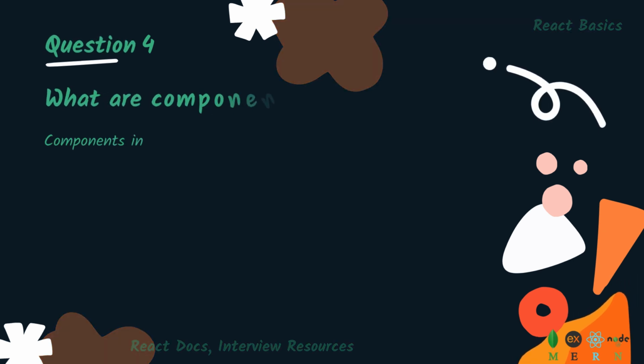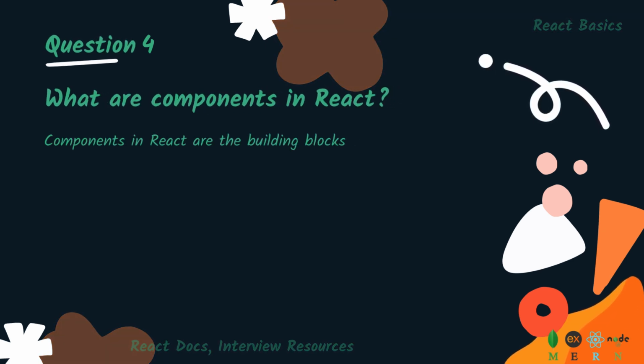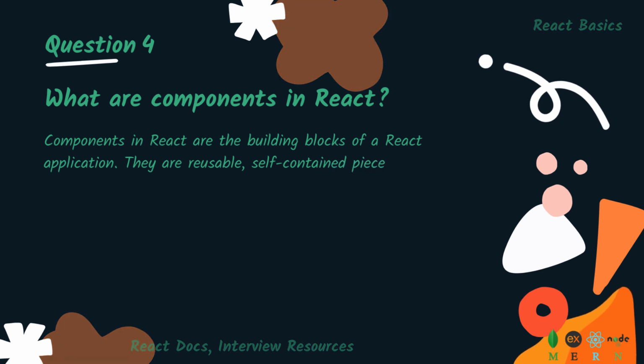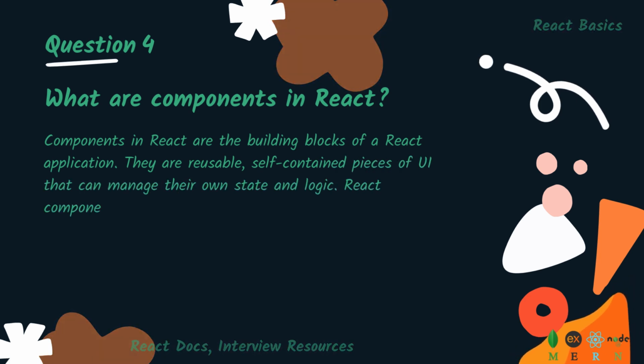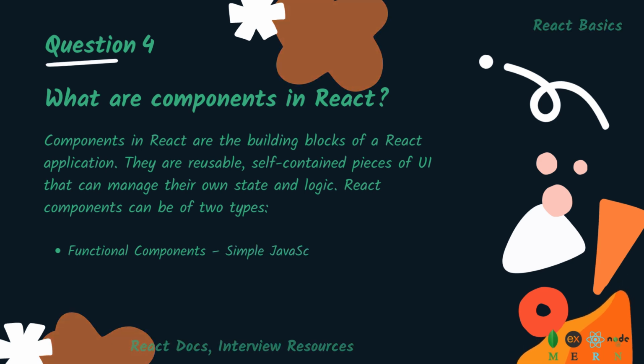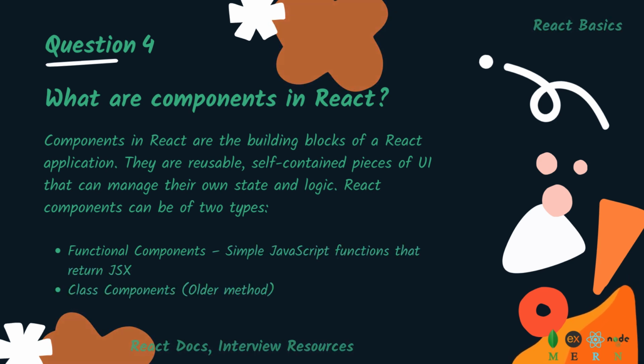What are components in React? Components in React are the building blocks of a React application. They are reusable, self-contained pieces of UI that can manage their own state and logic. React components can be of two types: functional components, simple JavaScript functions that return JSX, and class components, an older method, which use ES6 classes and lifecycle methods.